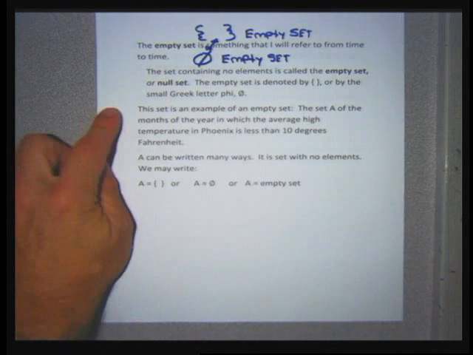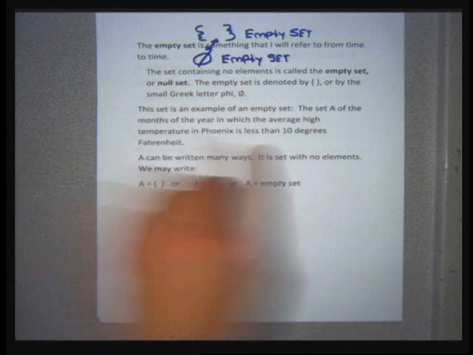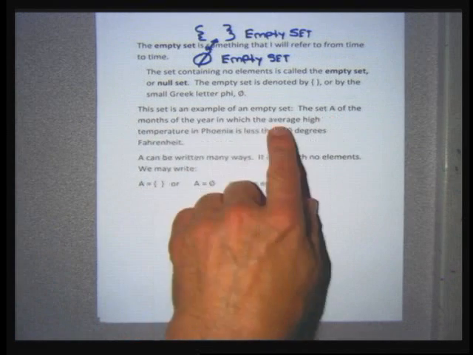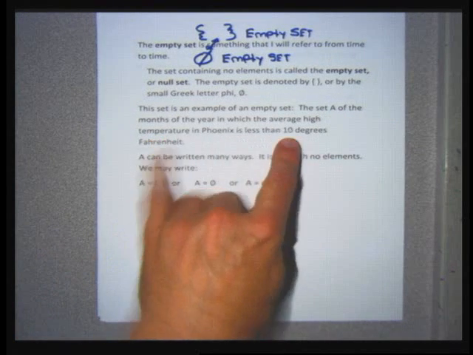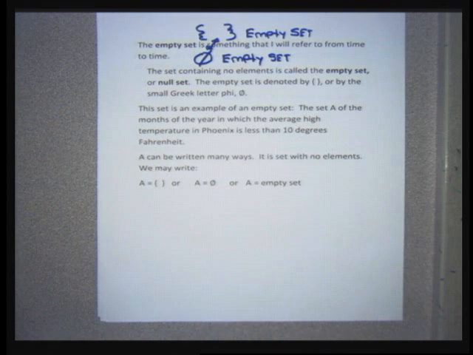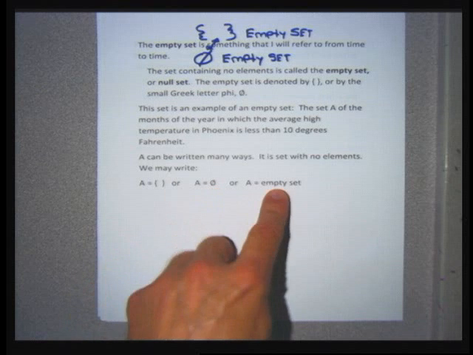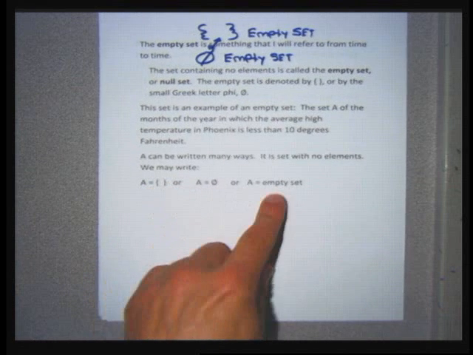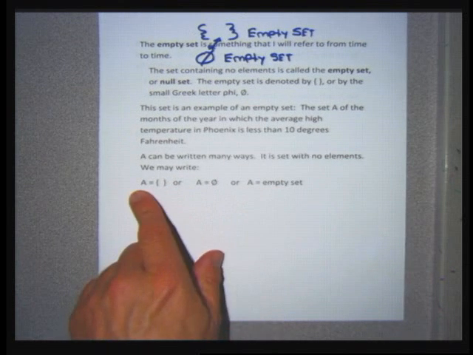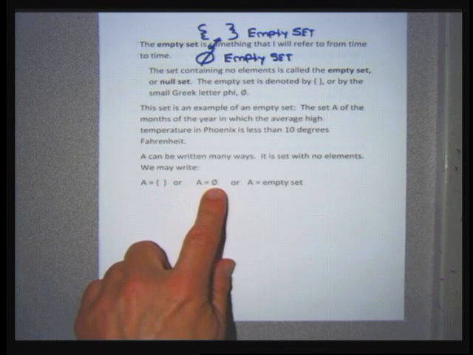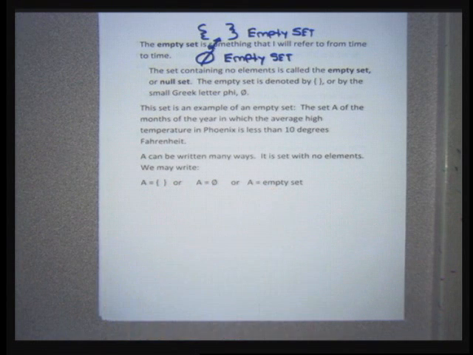So here's an example of an empty set. The set A of months in the year where the average high temperature in Phoenix is less than 10 degrees Fahrenheit. That never happens. There's no month of the year where the average high temperature in Phoenix is less than 10 degrees. So A is the empty set. All three of these, to somebody that reads mathematics, would say set A equals the empty set.